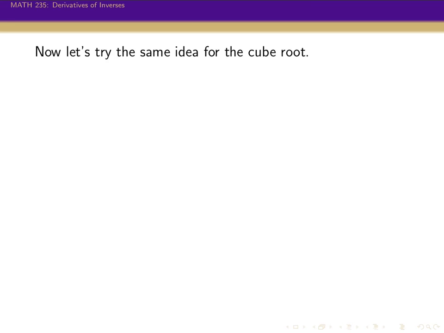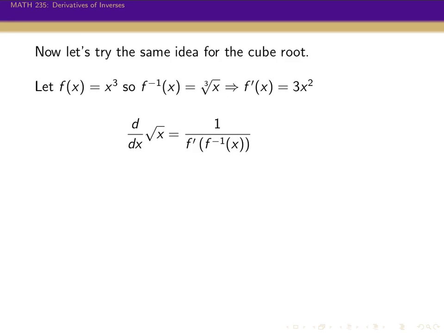Okay, let's do the same thing for the cube root. And so for the cube root, our original function is x cubed, and that makes the inverse function the cube root. The derivative of x cubed is 3x squared. Using the power rule, the power of 3 comes down, and then the new power is 1 less. And so again, the derivative of cube root of x is equal to 1 over the derivative of f with f inverse plugged in, and that again should be cube root there. And doing that, we get 1 over 3 times the cube root of x, quantity squared.